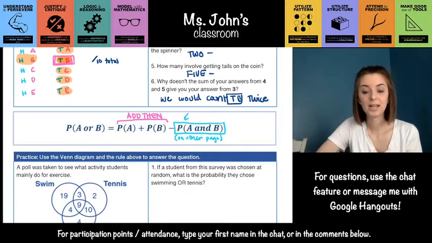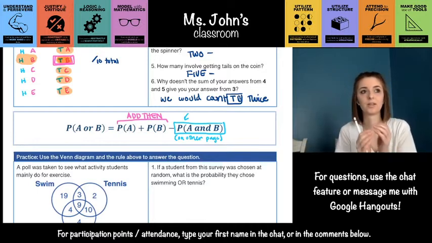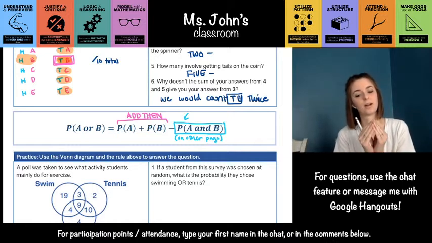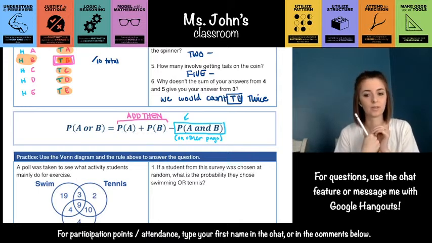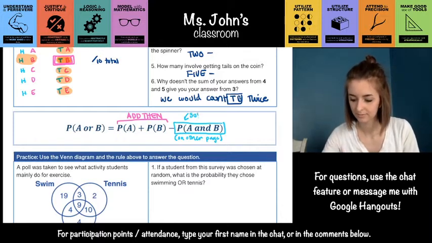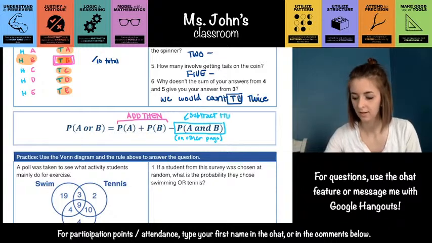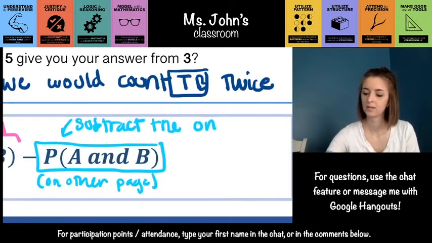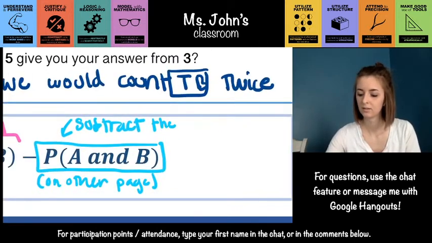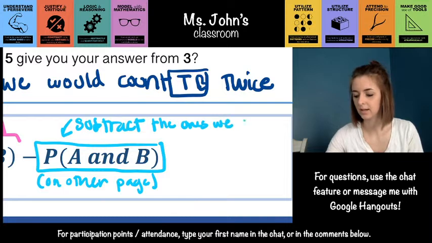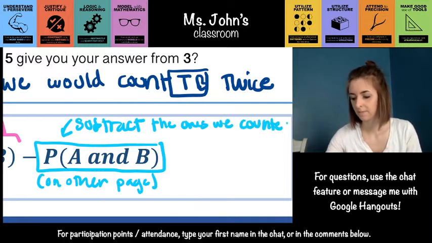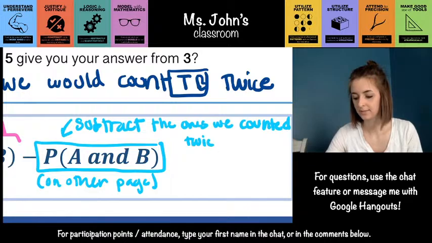But all that's doing is we're taking away just one set. So we double counted the ones that are in the middle of the Venn diagram. We double counted the ones that have both events happening. So we need to take away one set of those so that we are only left with a flat count of everything. So we take away the ones we counted twice.